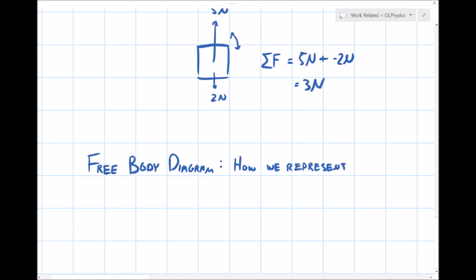So a free body diagram is how we represent, and for us specifically, I'm going to use forces, the forces acting on an object.